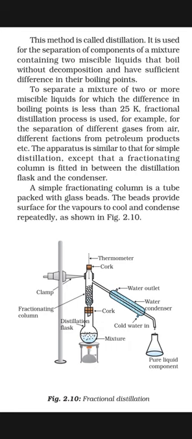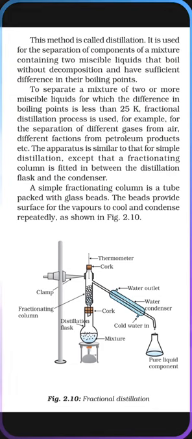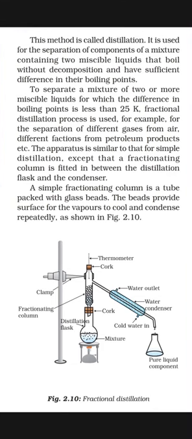What is this fractionating column? This fractionating column is packed with glass beads, right? So what is the use of these glass beads present in the fractionating column? They provide a surface for the vapors to cool and condense repeatedly, right? So the vapors are going to be collected and cooled, and they become a liquid. So this is what the fractionating column is used for.